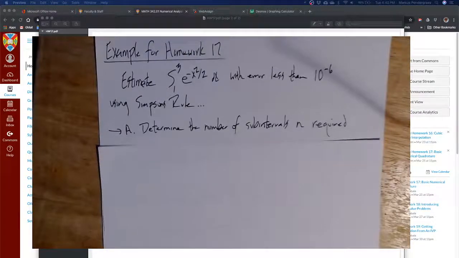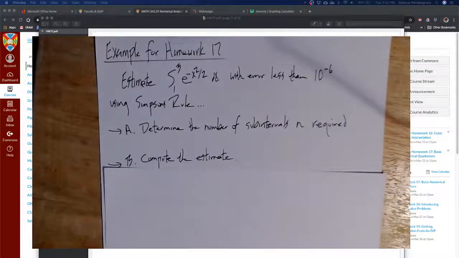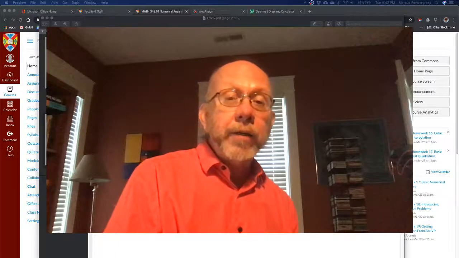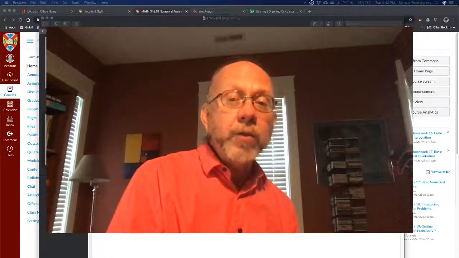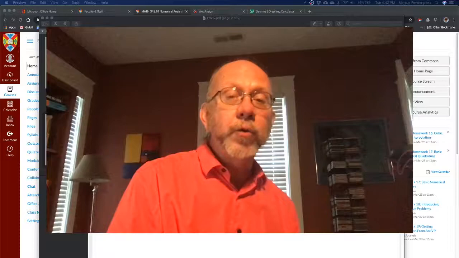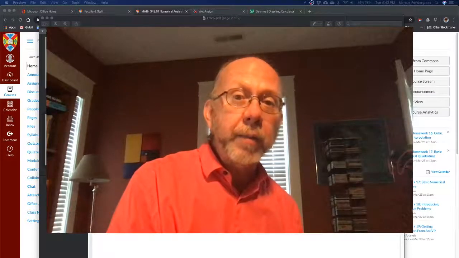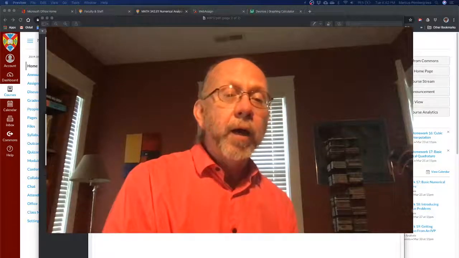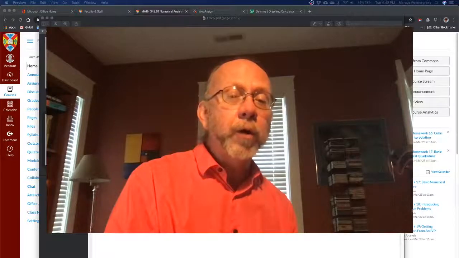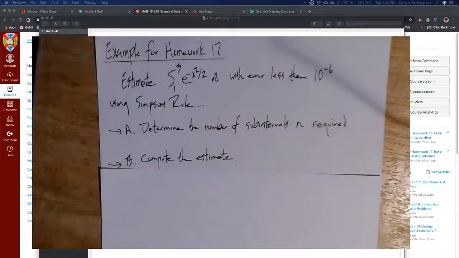So there's going to be two steps in doing an estimation problem like this. First, determine the number of subintervals required for the accuracy that you're asked for. And then second, actually compute the estimate. I should say here that in the homework, I only ask you to do part A. I don't ask you to actually compute the estimate, just figure out how many subintervals it would take. But here we'll go ahead and do both parts just for completeness.